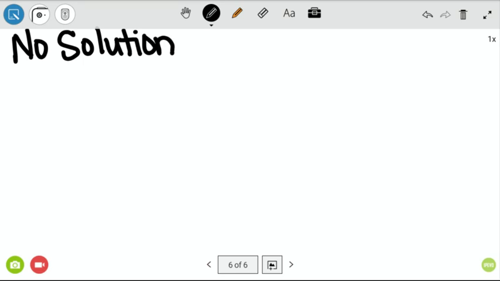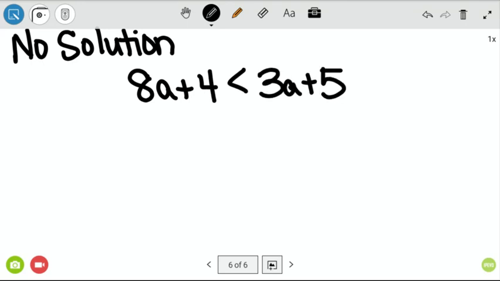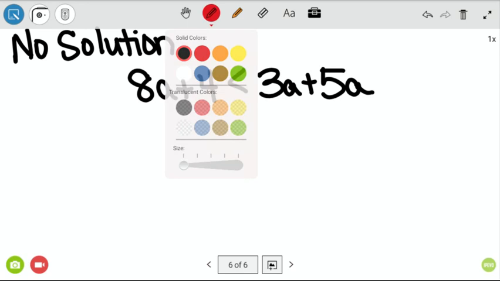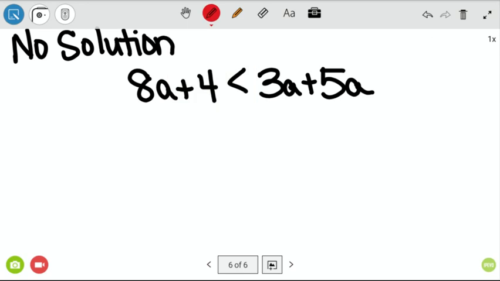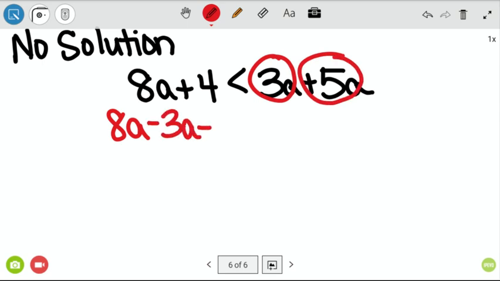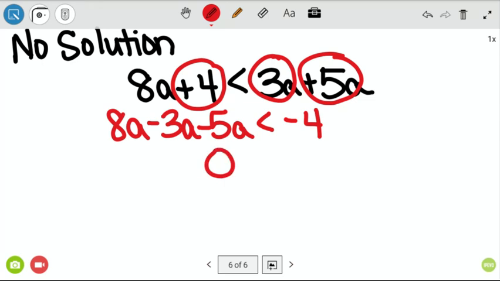All right, we're going to actually do 2 of these. So let's do this one first. 8a plus 4 is less than 3a plus 5a. We have no parentheses, so we are ready to rearrange. So we have 8a. Now, these are both positive, so when I move them over, because they have variables, I'm going to make them negatives. And then this positive 4 is going to become a negative 4. 8 minus 3 minus 5 is 0.